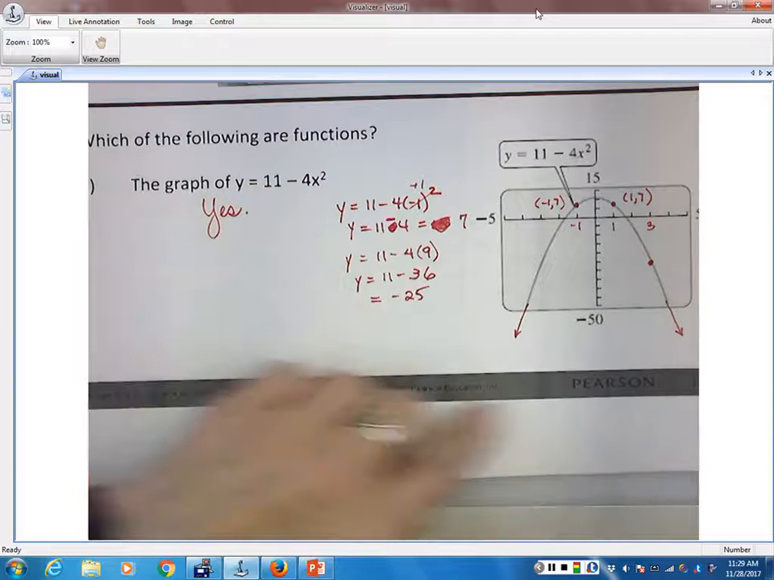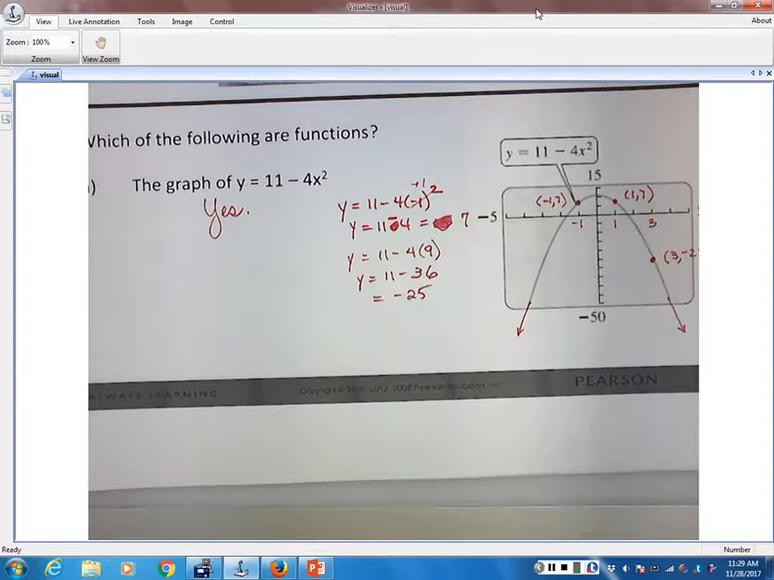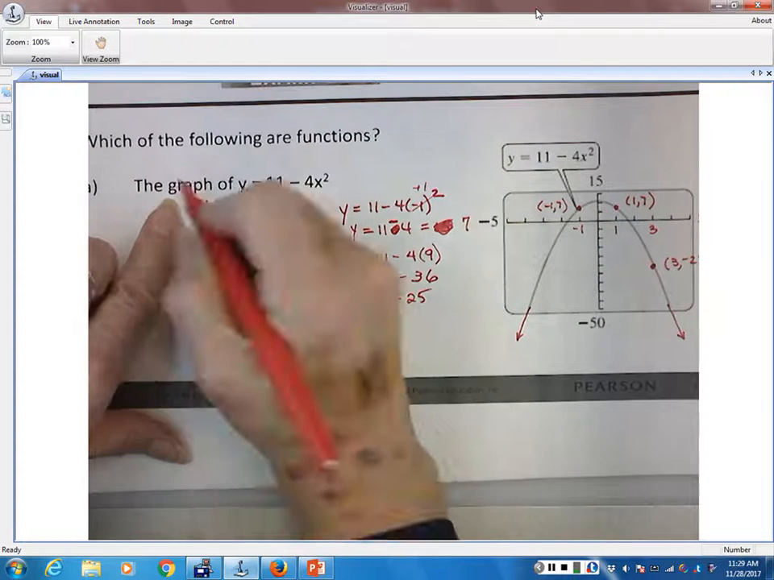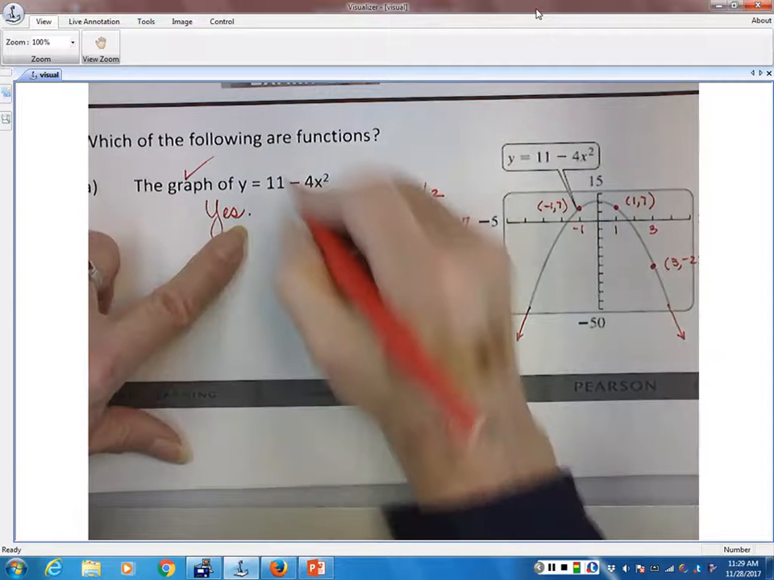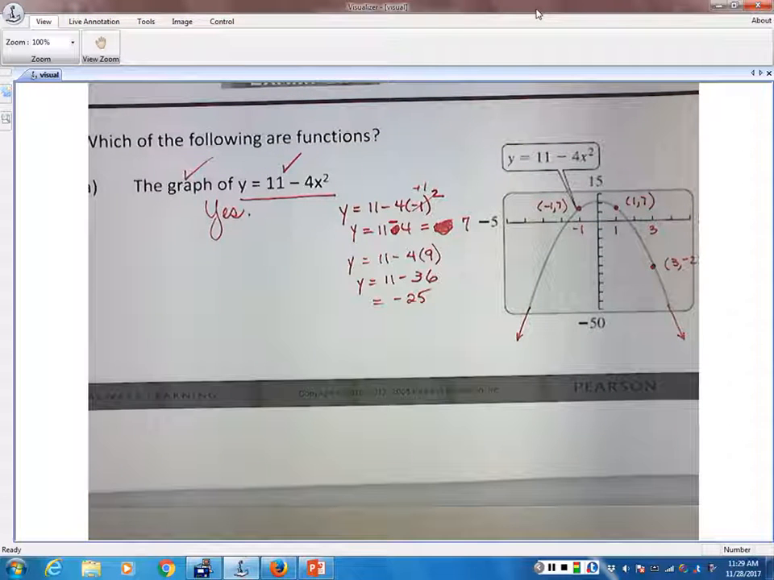And my y value is -25. And there's no way to get anything else. So the graph is a function, but also that equation. The graph's just a picture of it. That equation is a function. Okay?